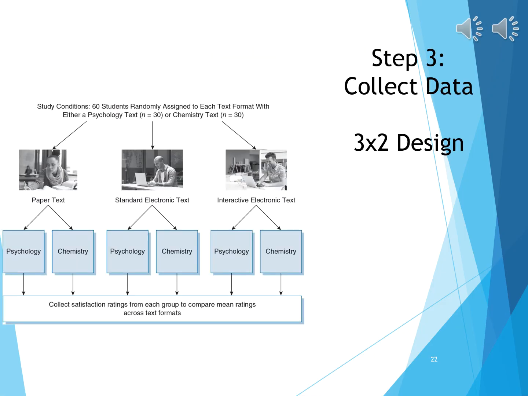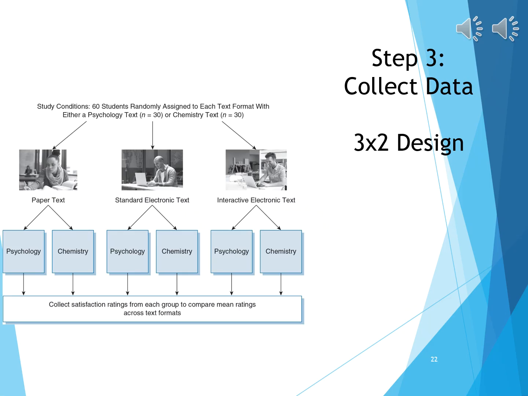In step 3, we actually have to recruit those 180 participants and assign them to 6 different conditions. There are 3 levels of the text format variable, and there are 2 levels of the subject variable, so you end up having 3 times 2, 6 different conditions that you have to sort people into. And hopefully you do this with random assignment in the best case scenario. Some designs might not allow for that though.